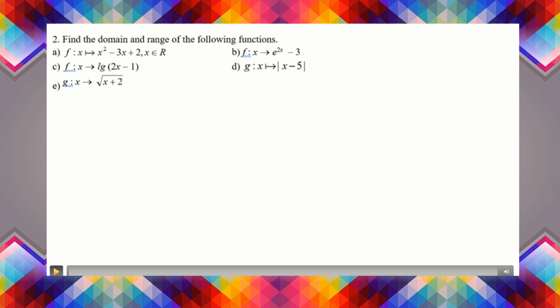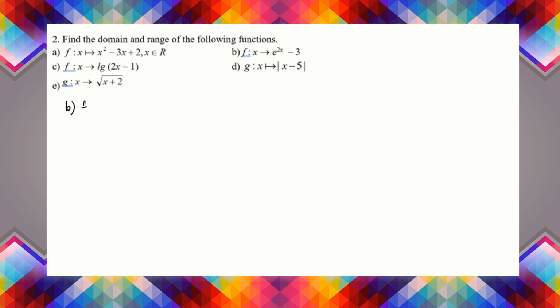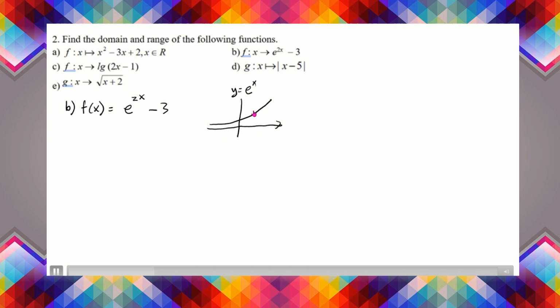Now we go to question B. B is f of x equals e power 2x minus 3. So this is an exponential function, so we can start sketching the graph by using the transformation method that we have learned before. So first, the parent graph is an exponential function.